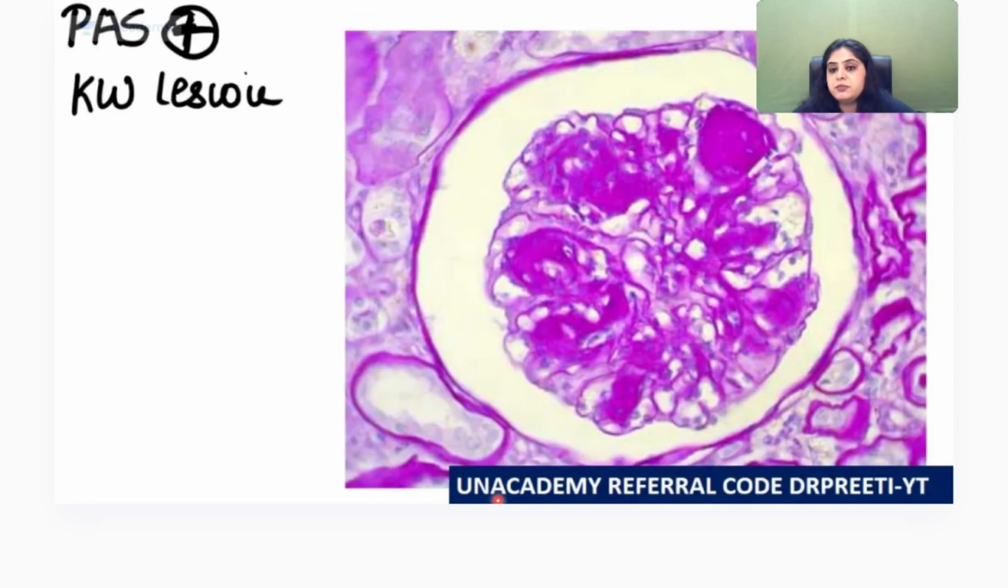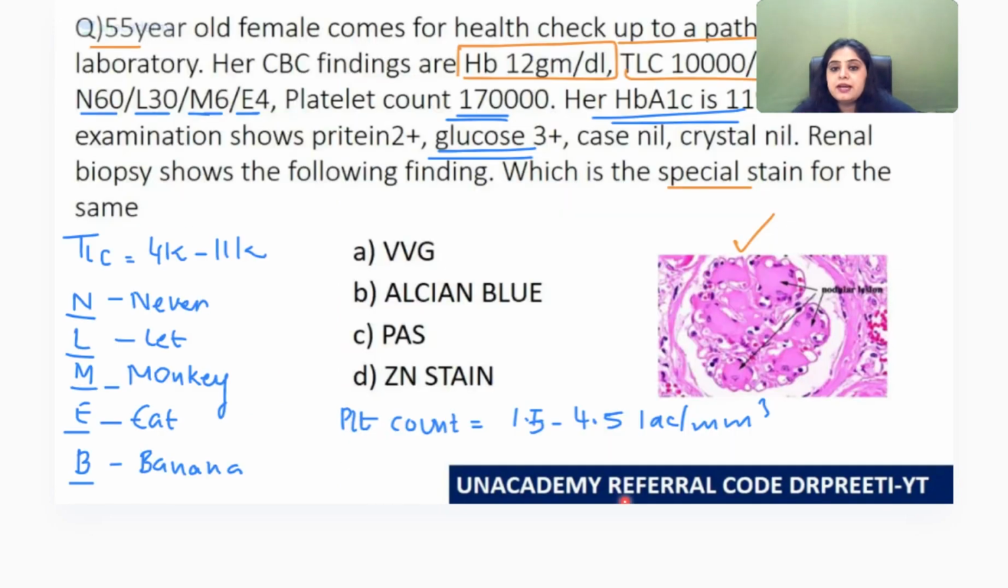And the special stain for this pink material is PAS. Can you see they've become more magenta pink like? PAS always gives a magenta pink color, right? So all of these are PAS positive. Coming back, this is what they showed you, the KW lesion, and PAS positivity is what you have.